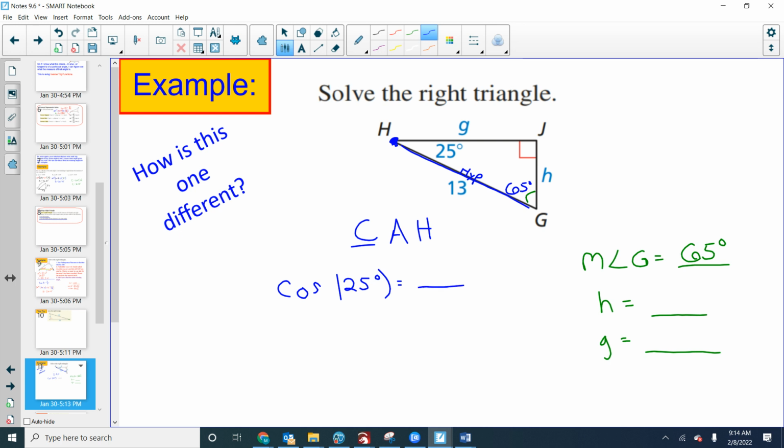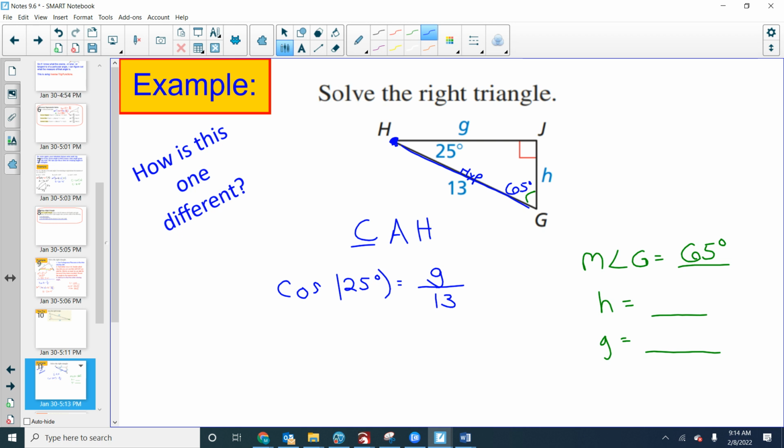Josh, is it G over 13 or 13 over G? G over 13. Good. It's adjacent over hypotenuse. G over 13. Do I need a cosine inverse in this problem? No. We're going to say it again just for repetition. Do I need a cosine inverse in this problem? No, because we're not solving for any angles. Are you with me? This is a regular sine cosine tangent problem.